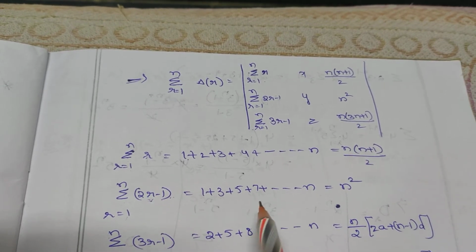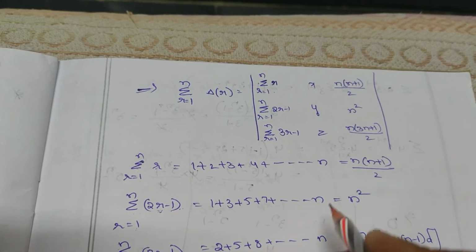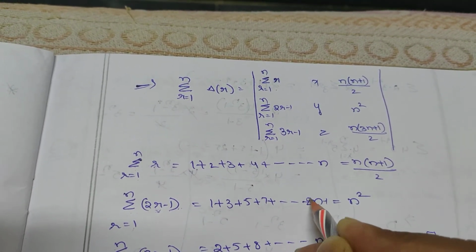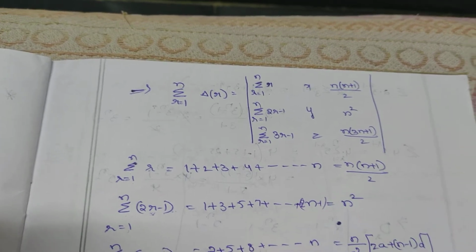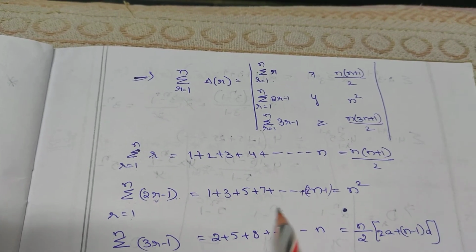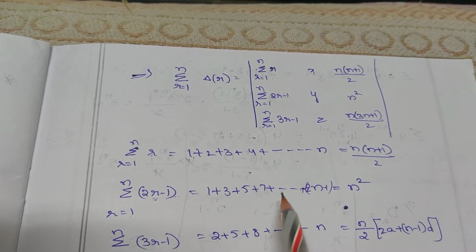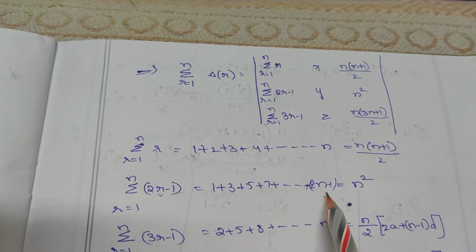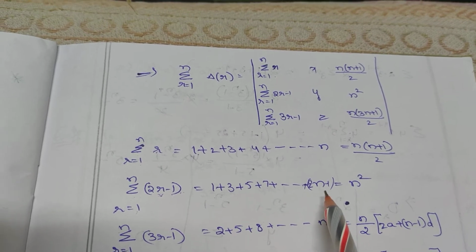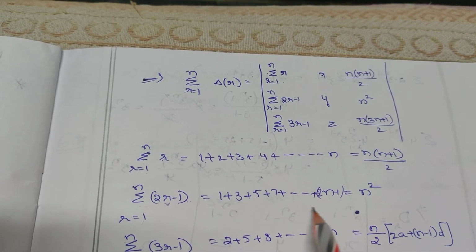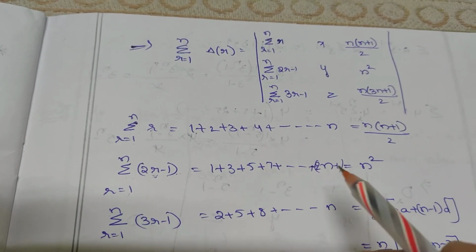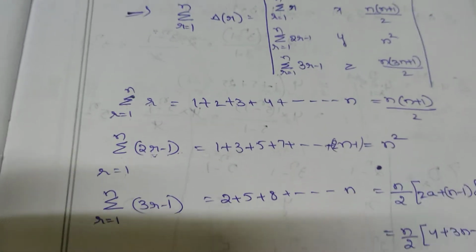But you just understand, this is up to 2n minus 1. The sum of 1 plus 3 plus 5 plus 7 plus up to 2n minus 1: here how many entries are there? Here n terms are there. So for n terms, the sum of the first n odd natural numbers is equal to n square. That is the formula, and I already gave this formula.